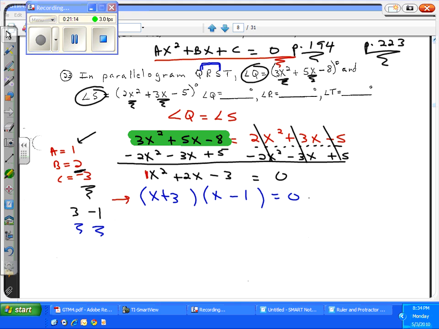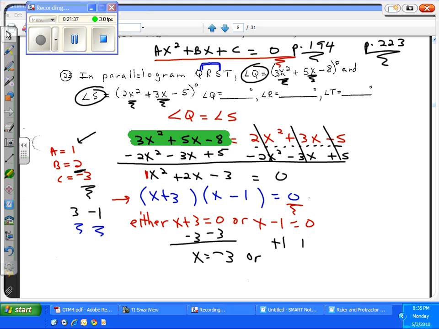We know that if two factors have a product of 0, then either the first factor, x plus 3, is equal to 0, or the other factor, x minus 1, is equal to 0, or they're both 0. So to solve, we're going to subtract. We would get x is equal to negative 3, or here we add 1, and we get x is equal to 1. So we get x equal negative 3 or x equal positive 1.